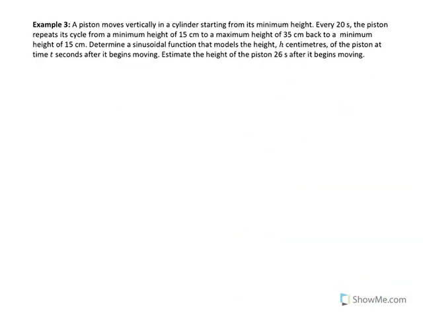A piston moves in a vertical cylinder. So it's like a line, and then it goes around in a circle. That's what it does. I can't really show you. You're just going to have to trust me here. So it starts from its minimum height, and then it hits. It repeats its cycle every 20 seconds.